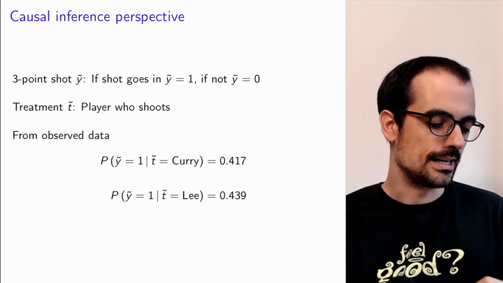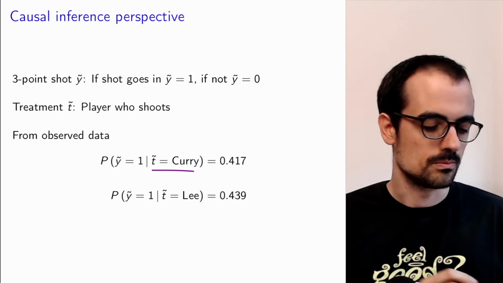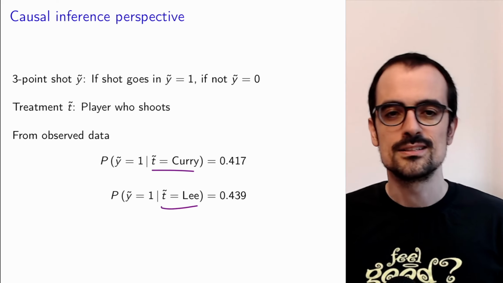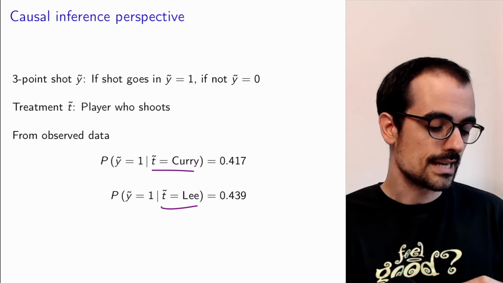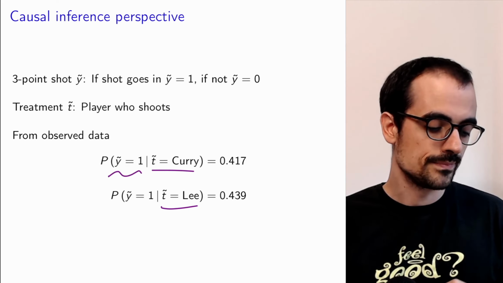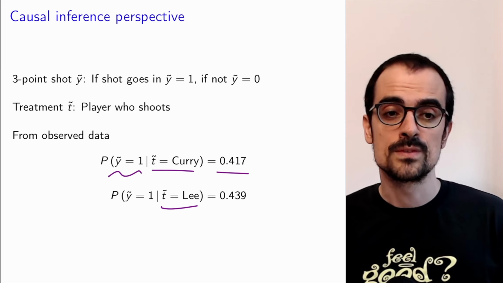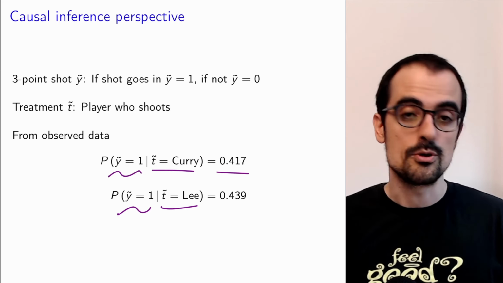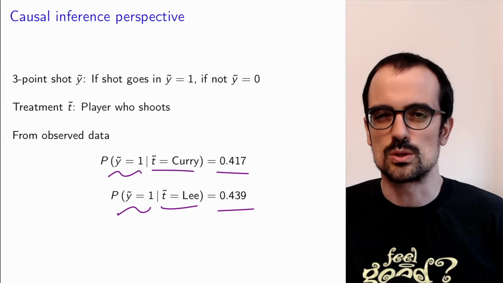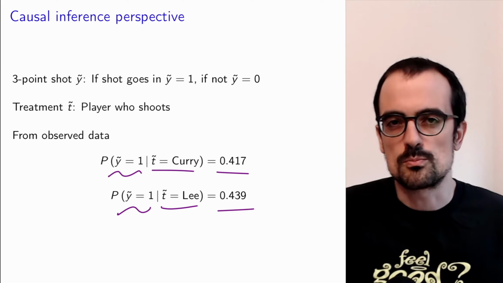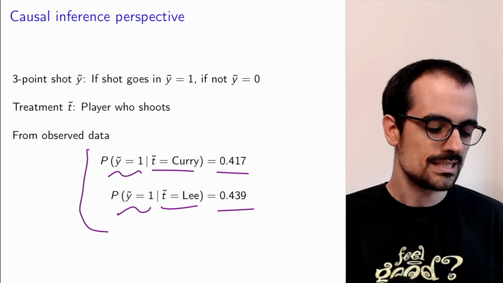Okay, so if t is equal to Curry, the shot is being shot by Curry. If t is equal to Lee, the shot is being shot by Lee. And what we see from observed data is that the probability that a three-pointer is made if Curry is taking the shot is smaller than the probability that the three-pointer is made if Lee is shooting the shot. Okay, and that's what we're surprised about. Given that we're surprised about it, we should ask ourselves what these conditional probabilities actually mean.